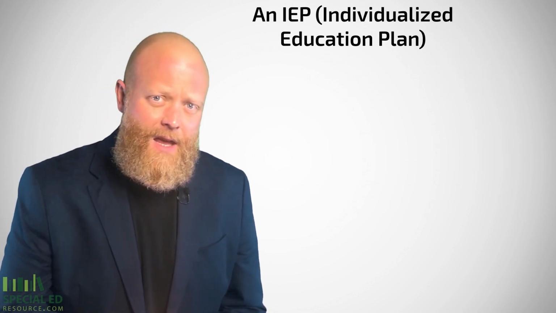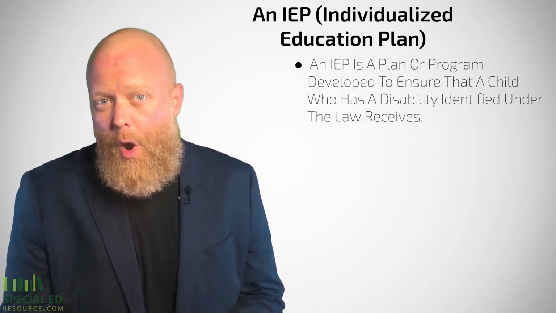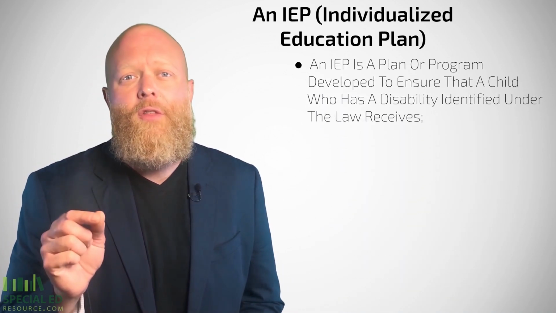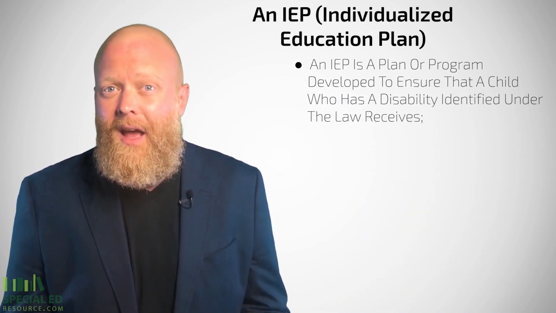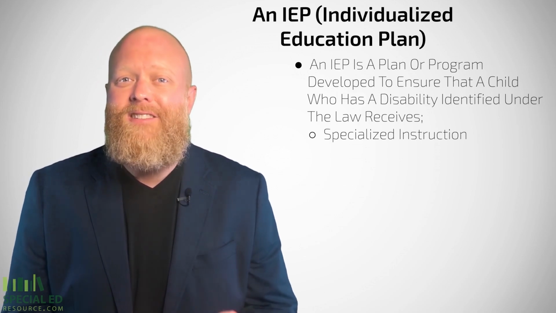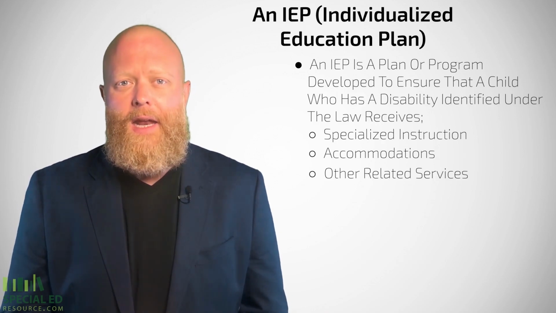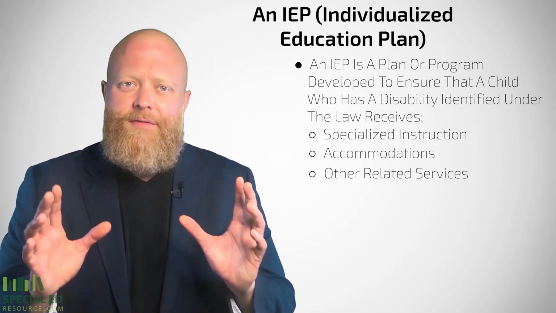Now, an IEP or Individualized Education Plan is a plan or program developed to ensure that a child who has a disability identified under the law receives specialized instruction, accommodations, and other related services. Now that we have defined both the 504 plan and the IEP, let's talk about the laws governing each and how these plans were established.